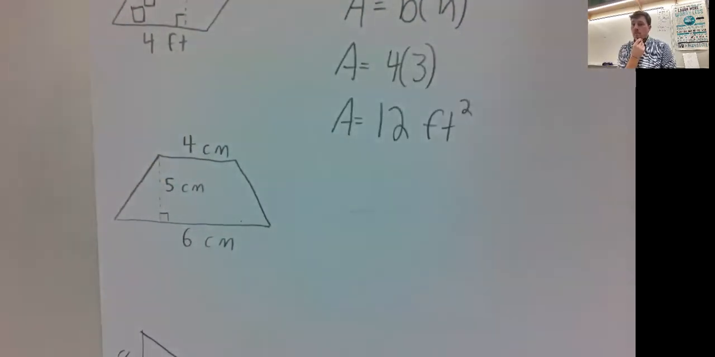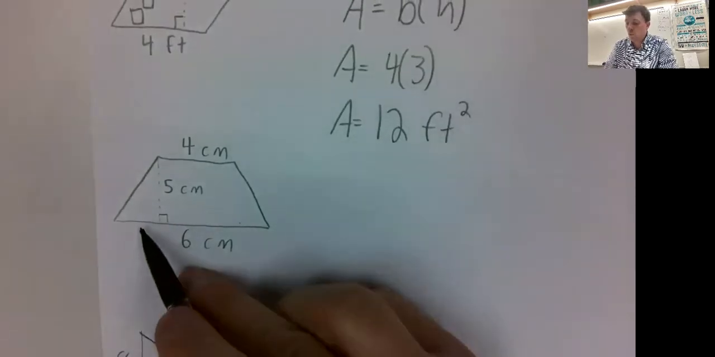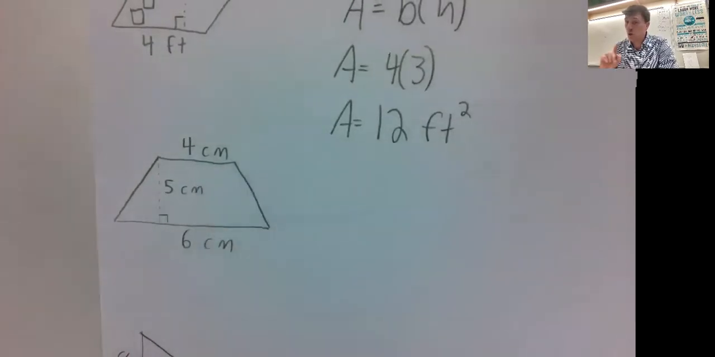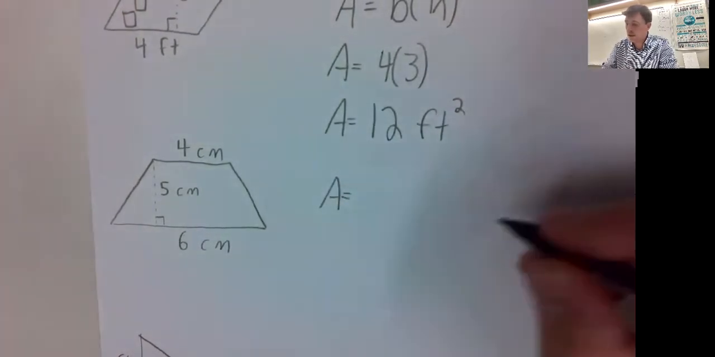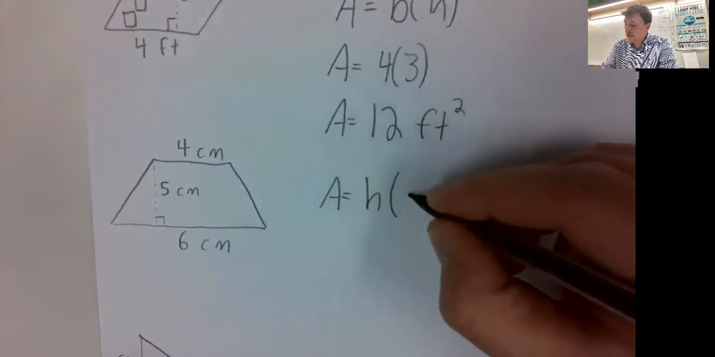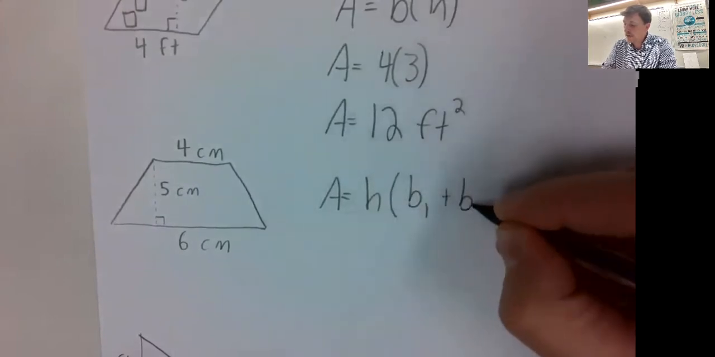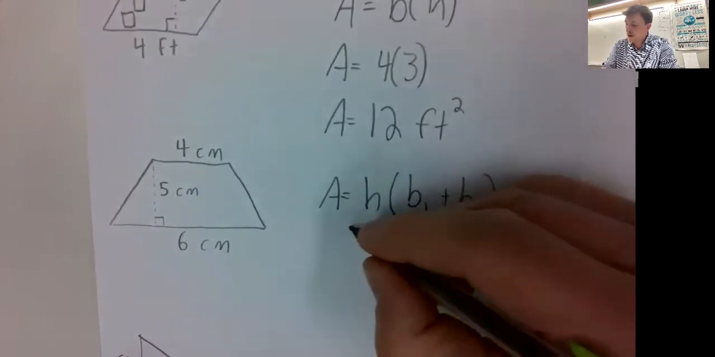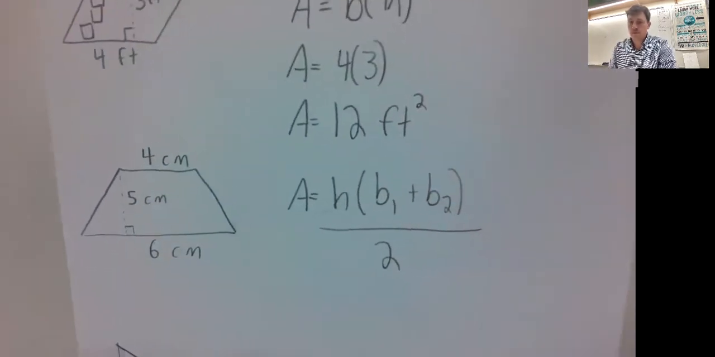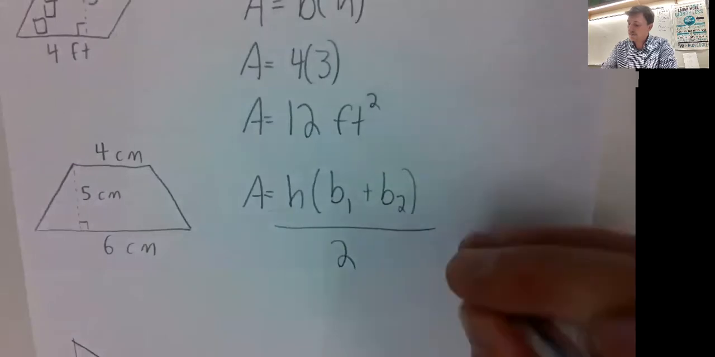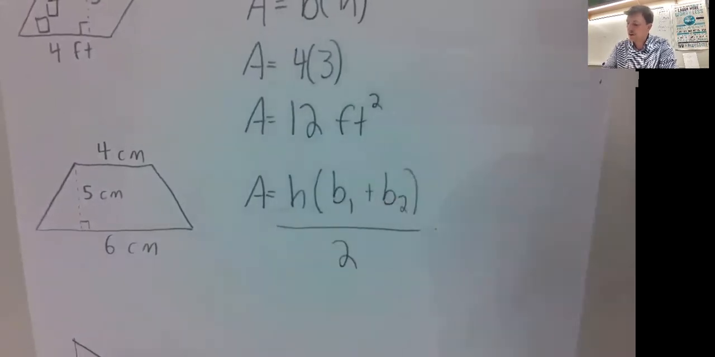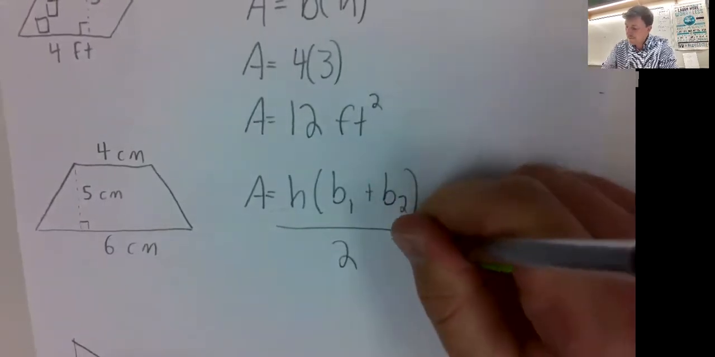Okay, this is a trapezoid. Remember, a trapezoid has 1 set of parallel lines, only 1. And the area is a little more complicated, is height times B1 plus B2 all over 2. So let's fill this in. You can either go down or to the side. Might do a little both here to figure this out.